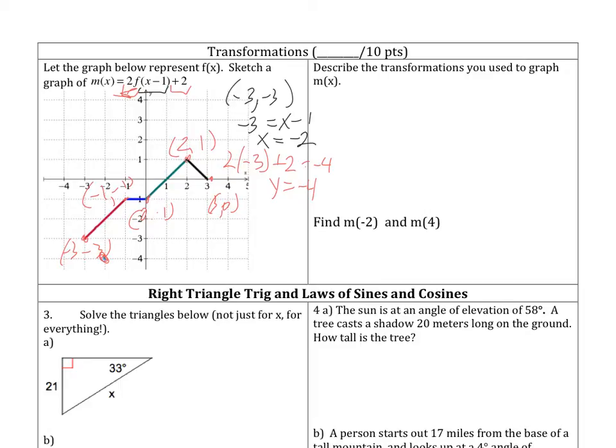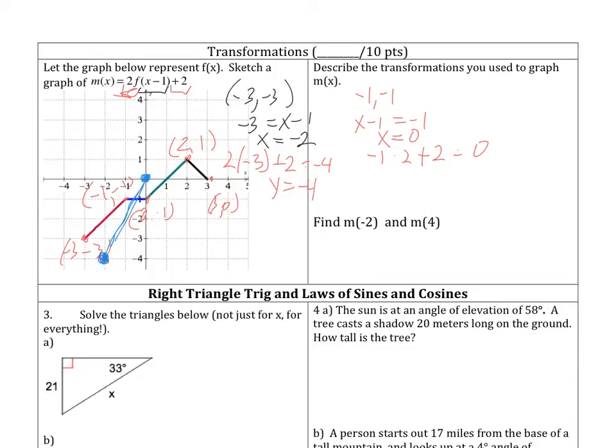I'll change colors. I'm going to use some of the space on the next page to continue this. So negative 1, negative 1. First thing, x minus 1 is equal to negative 1. That means that x is equal to 0. And then I'm going to multiply the other negative 1 times 2 and then add 2. And that's going to give me 0. Cool. So my second point is going to become 0, 0. And that's that first segment.